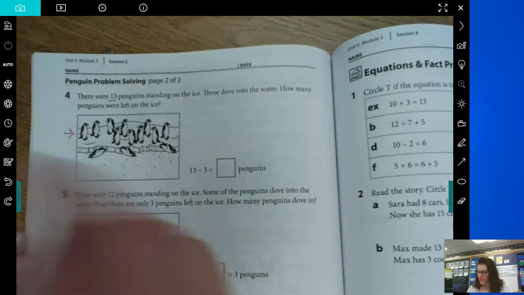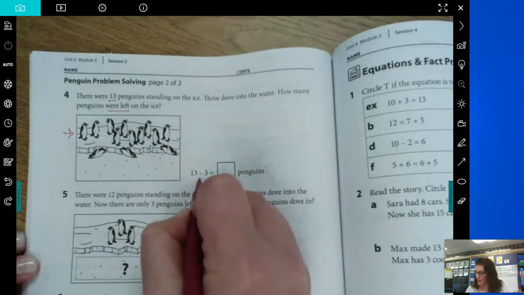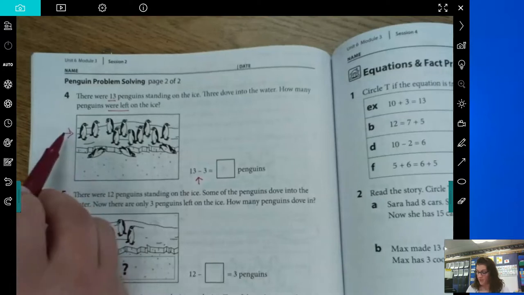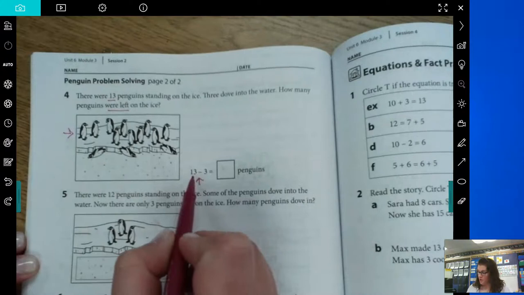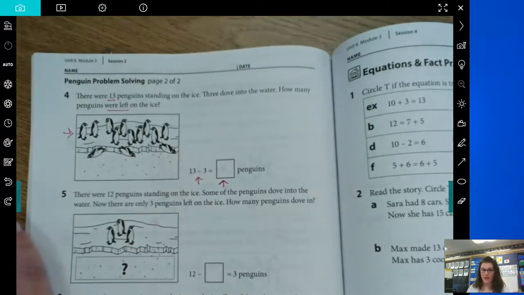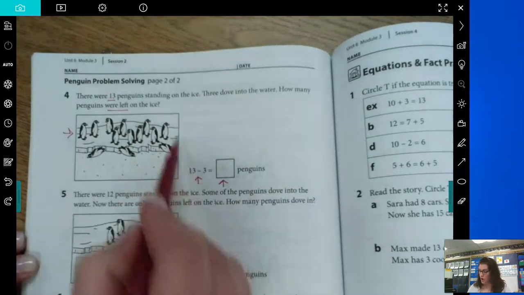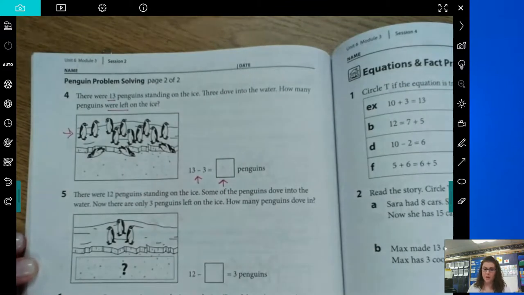Ooh, so how many were left is telling us that it's going to be a subtraction equation because they started with 13, but 3 jumped off. So we need to know if we start with 13, 3 jump off, how many are left on the ice? Draw me a picture, show me how you solve that, and then give me the total in the box. Hit pause, work on that, come on back.